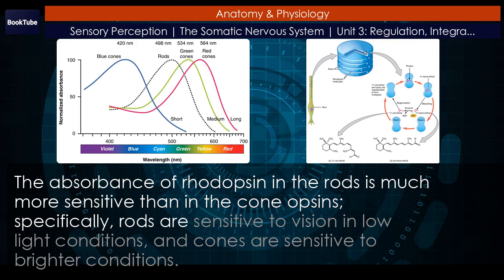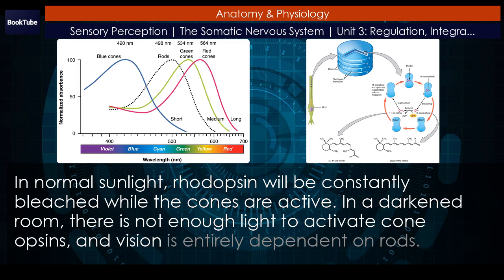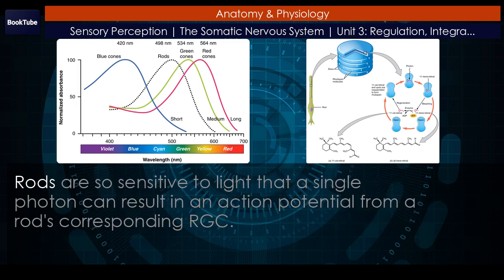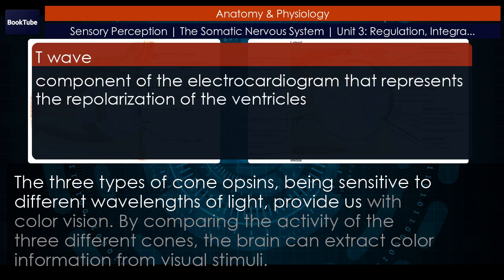Specifically, rods are sensitive to vision in low light conditions, and cones are sensitive to brighter conditions. In normal sunlight, rhodopsin will be constantly bleached while the cones are active. In a darkened room, there is not enough light to activate cone opsins, and vision is entirely dependent on rods. Rods are so sensitive to light that a single photon can result in an action potential from a rod's corresponding RGC. The three types of cone opsins, being sensitive to different wavelengths of light, provide us with color vision.